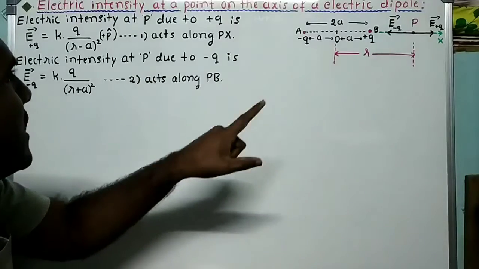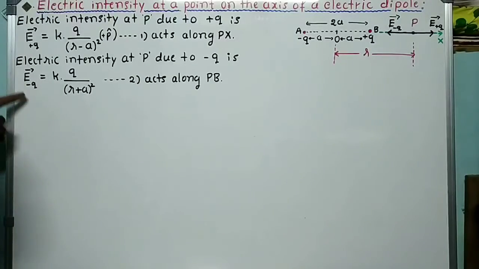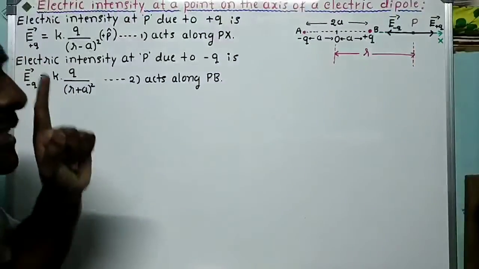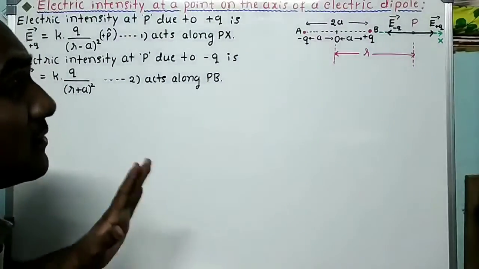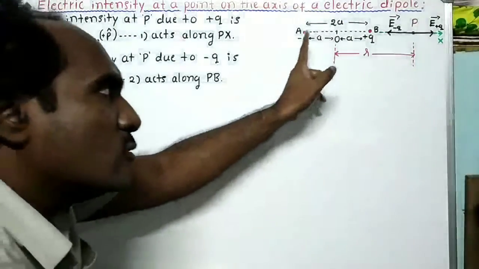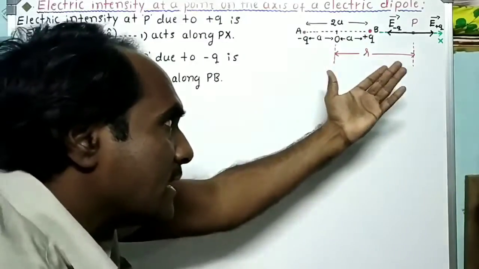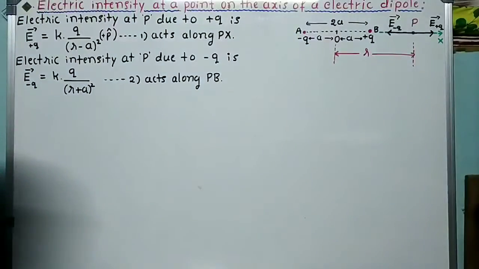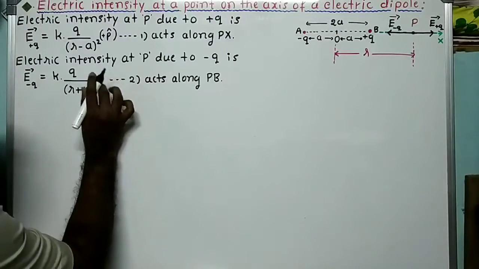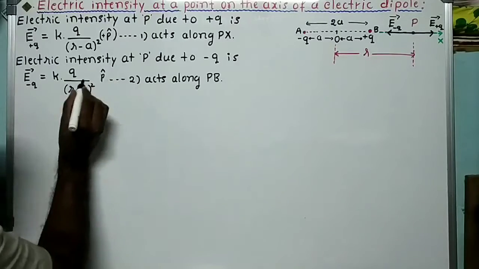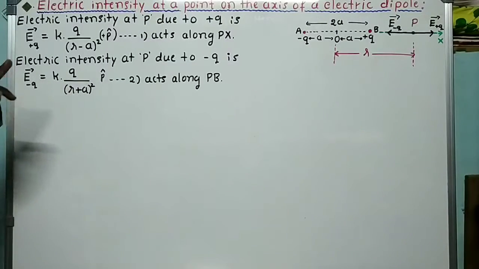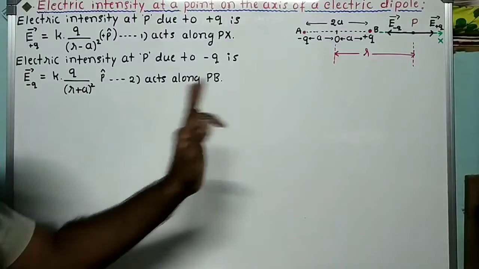Here the electric intensity at a point P due to the negative charge, that is E minus Q, is acting in this direction along PB produced. But keep it in mind, what is the standard direction of the dipole moment? The standard direction of the dipole moment is always from negative to positive. But E minus Q is acting in this direction. In this way, the dipole moment and E minus Q both are acting in opposite directions. That's why I will write here P cap, the unit vector representing the direction of the dipole moment, which is negative to positive.